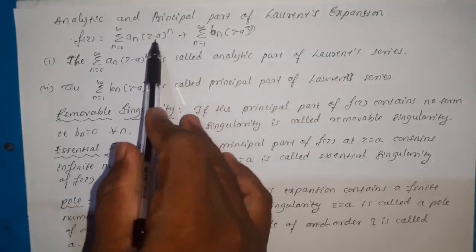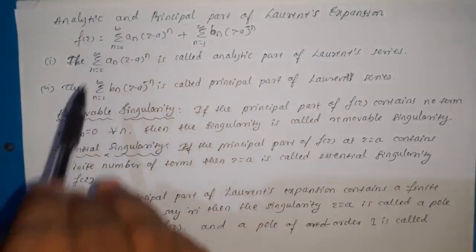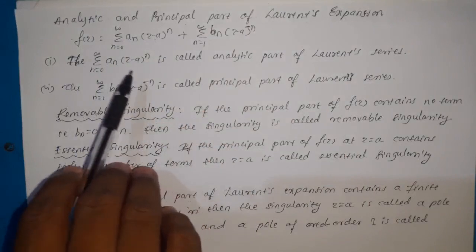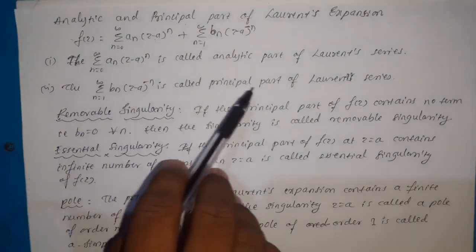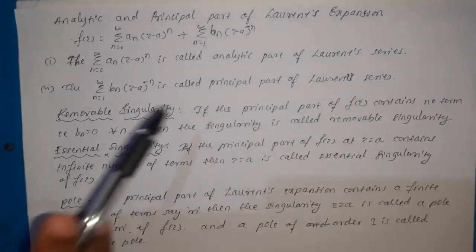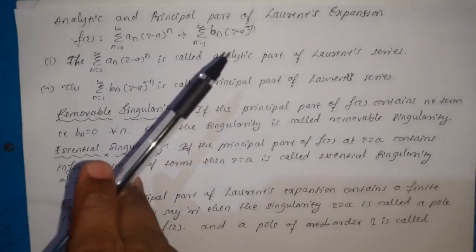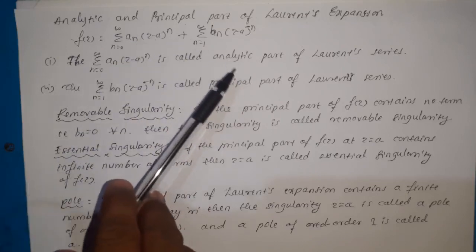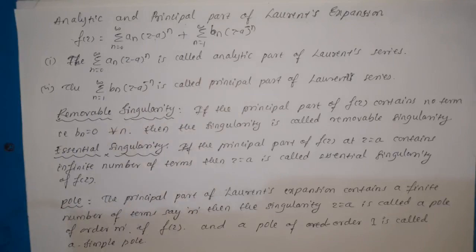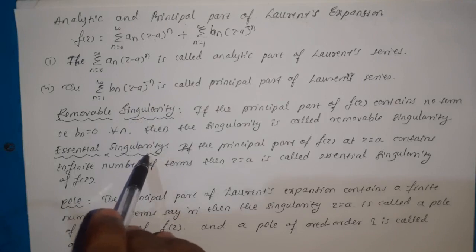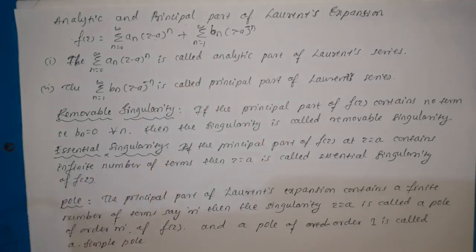The first part is the analytic part, and the second is b n (z minus a) whole power minus n. So this is called the principal part of the Laurent series. So therefore here first part and second part. So now depending on the principal part, we are going to define types of singularities. One is removable singularity, essential singularity, and pole.